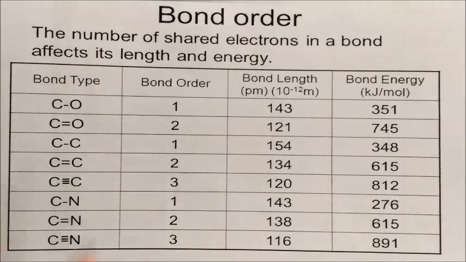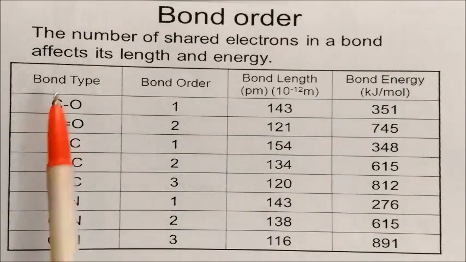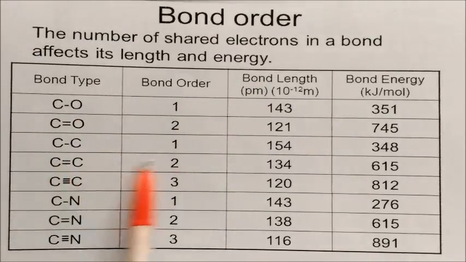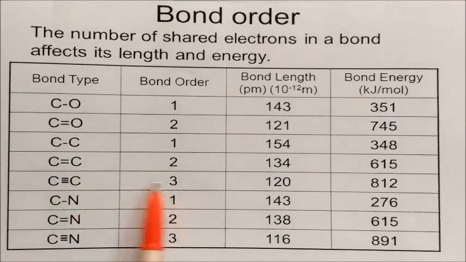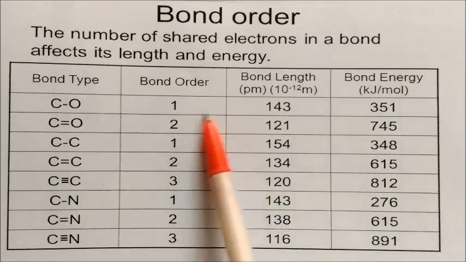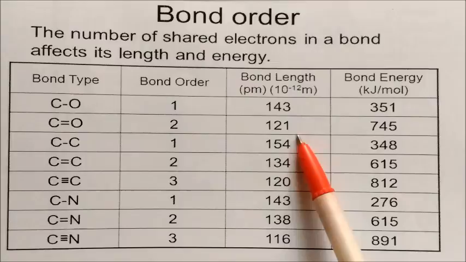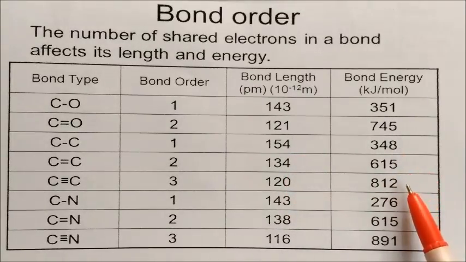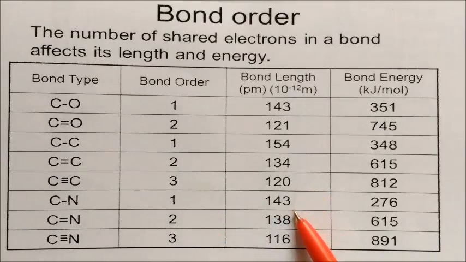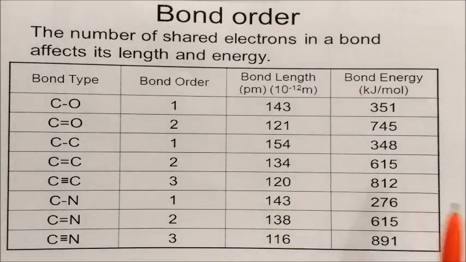So this is the bond order, and the number of shared electrons in a bond affects the length and energy. You can see these are the different bond types, bond order 1, 2, 3 bond pairs, and according to that the bond length is given here and bond energy is given here. You can easily compare. Let us take carbon: bond length is decreasing but bond energy is increasing. Similarly for C-N, bond order is increasing, bond length is decreasing, but bond energy is again increasing. So bond order is inversely proportional to bond length but directly proportional to bond energy.